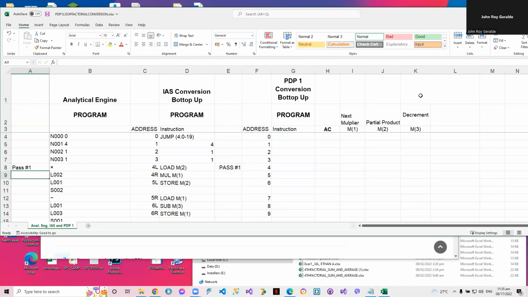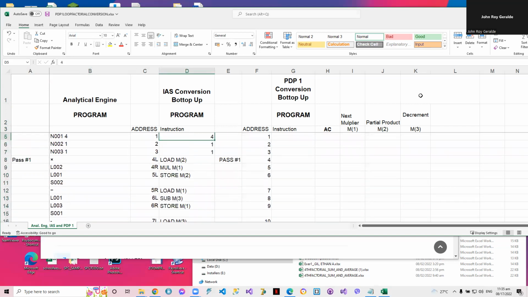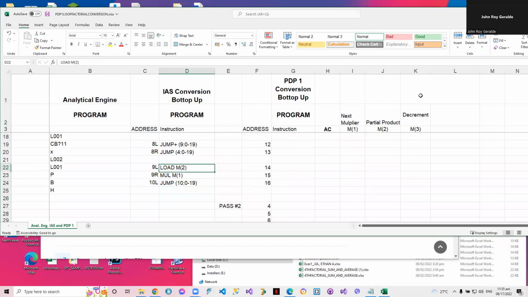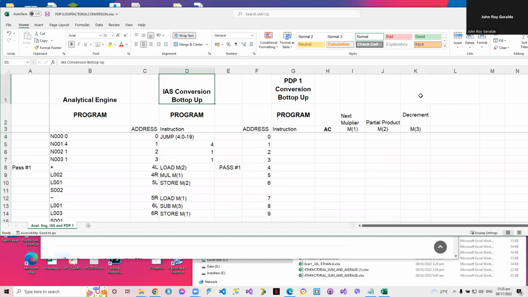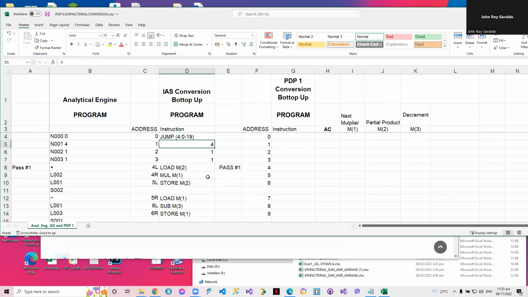On the leftmost side, we have the analytical engine, and in the middle we have the IAS bottom up, which we have converted using a trick called jump plus, which will just skip one line. I presume that you have already traced this, that this works. Our task now is to convert line per line according to the syntax provided by the DEC PDP-1. So let's transpose this.